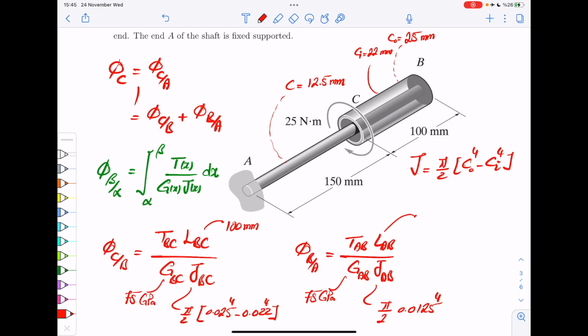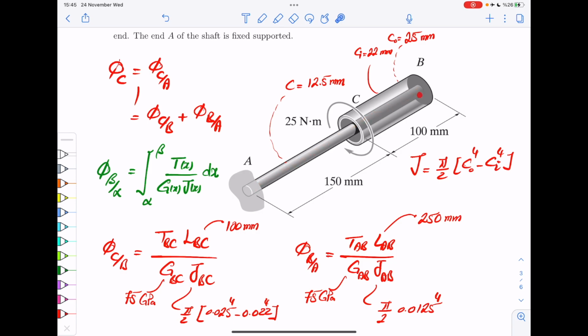And here, from A to B, that's 250 millimeters. So how about the torque? The torque between C and B is 25 Newton meters. So at the end B, you would get 25 Newton meters as a reaction to this, which in itself would count as a reaction, as an action to AB, right?